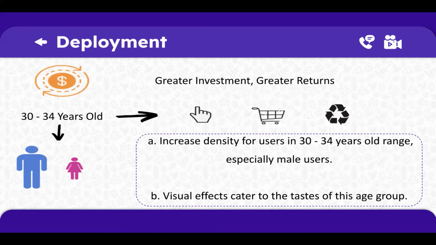Within this age group, the indicators of males are much higher than females. Therefore, we should increase the advertising density for users in the 30 to 34 age group and set the visual effects of advertising to cater to the taste of this age group. And at the same time, we should increase the advertising investment for male users in this age group.